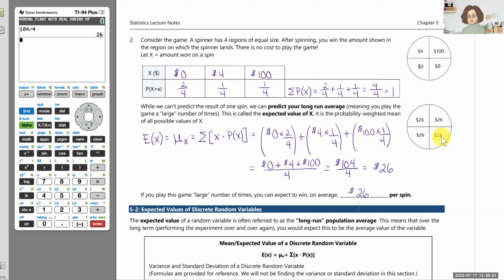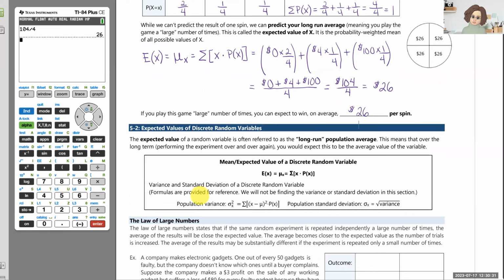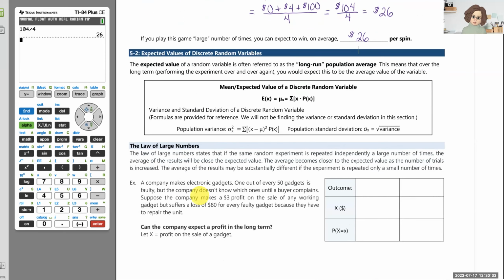But if you played over and over and over again, you can just think of a really big number, like play it 1,000 times, each one 1,000 times. This one will balance out to that same result if you had spun that spinner. So that's the idea of what we call the law of large numbers. So if we repeat the experiment over and over a large number of times, we can predict what will happen. All right, so that will lead us into just a few more problems here with expected value.